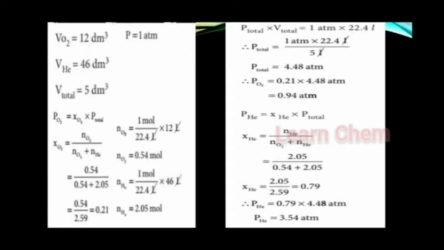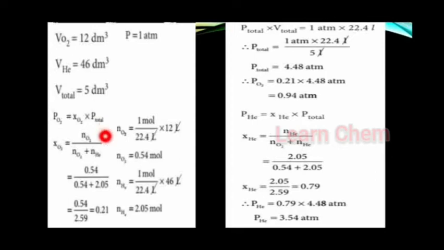Okay, so the mole fraction of oxygen is 0.54 divided by 0.54 plus 2.05. Therefore the final answer is 0.21. Okay, the mole fraction of oxygen is 0.21. If you solve this, you will get the 0.21 value. If you apply this value in the next step, you will get the partial pressure of oxygen.